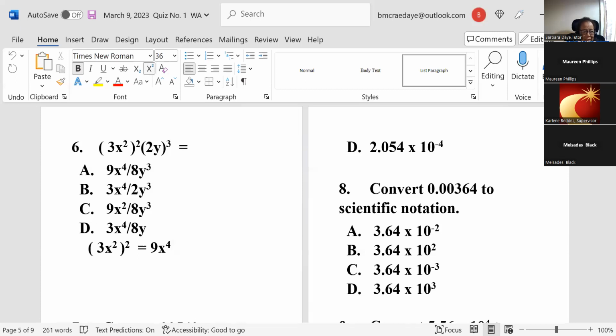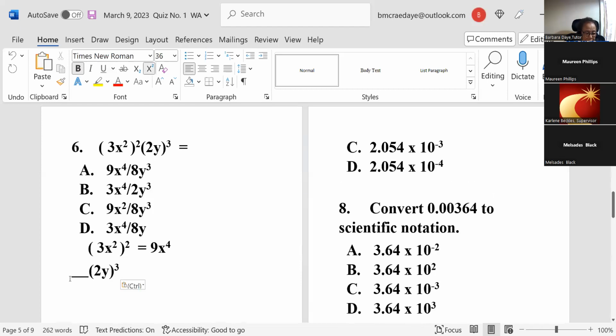Now, Mercedes, you got that? Yeah, I understood this one. Okay, so that's 9x to the 4th. Now we just take the other part of it, because then you'll see your answer. Let's take this 2y to the third. Mercedes, you said you see that, so you can do this one. So let's put this here, 2y to the third, the whole thing.